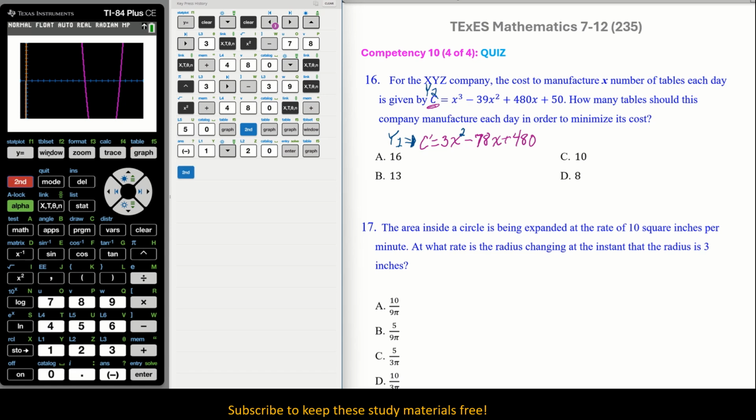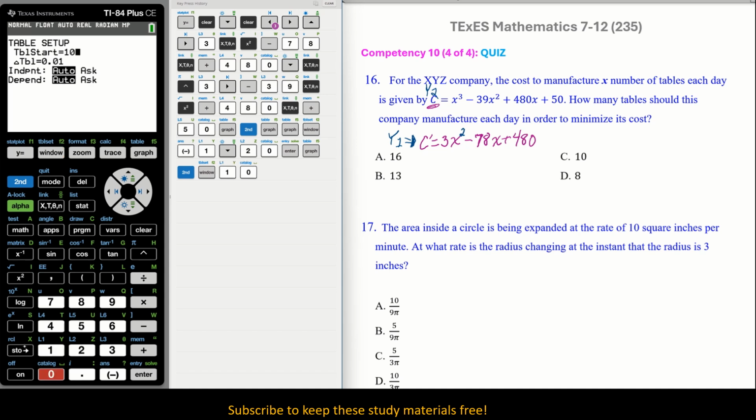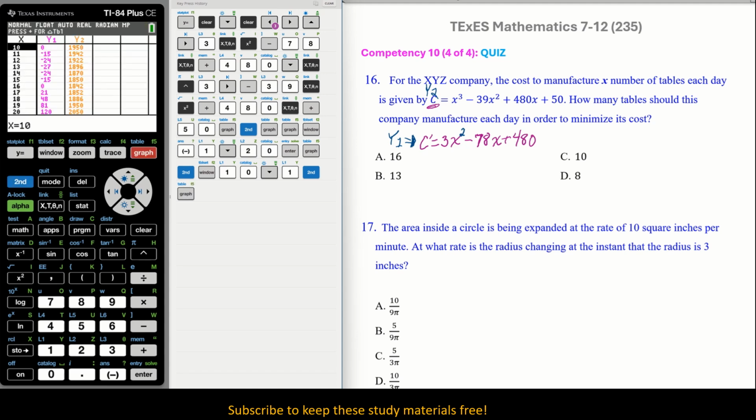Now what we do is go second window. I want to start at 10 and let's try whole numbers, so increments of 1. That's the table range. Let's go back to the table by doing second graph. There we go. I wanted those zero values. Let's look at the zeros. At those values of 0, remember your pink will be the first derivative. That's what we want, the C prime.